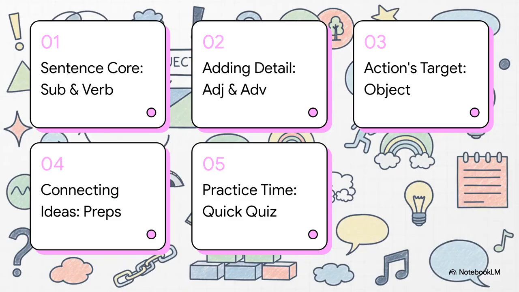So here's our game plan. We're starting with the absolute heart of a sentence. Then we'll sprinkle in some detail to make it more interesting. After that, we'll figure out where the action is going, connect all our ideas, and finally, we'll put all your new knowledge to the test.